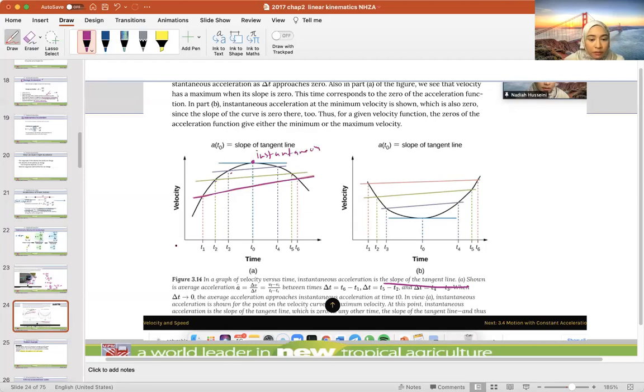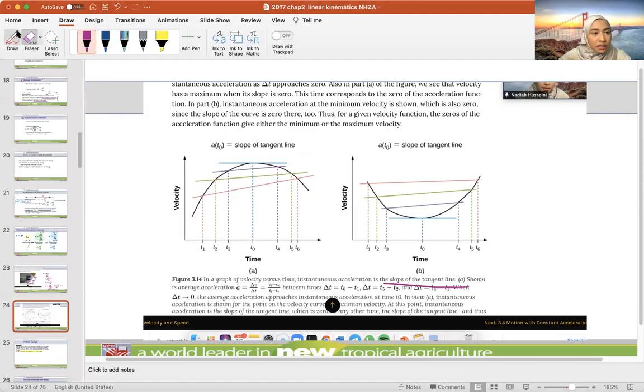So when we have a graph of velocity versus time, and the graph is a curve like this, and I say, okay, what is the instantaneous acceleration at this point? How do you do it? You find the gradient of this tangent line. But here it is done for a large duration, which is actually not accurate.